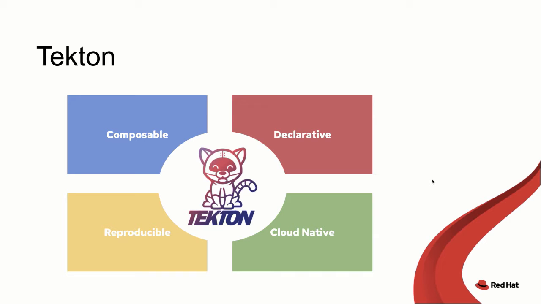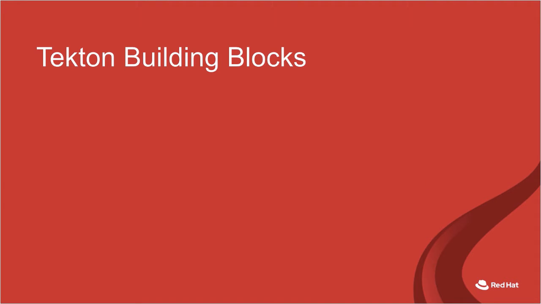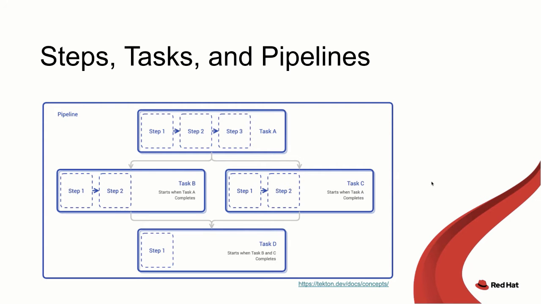Tekton was built with these things in mind. It provides us with a set of tools that are composable, declarative, reproducible, and cloud-native in order to make it easy to build pipelines. Tekton adds a few CRDs, or custom resource definitions, into your Kubernetes cluster, and you can then use those pieces to put your CI/CD pipelines together. Let's take a look at those building blocks that Tekton provides us. First, we'll look at steps, tasks, and pipelines.